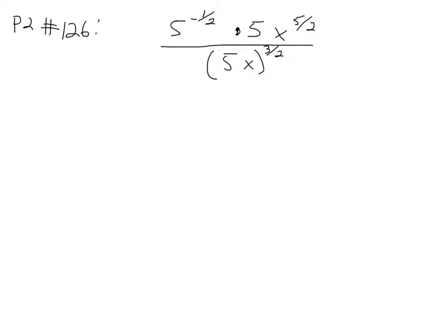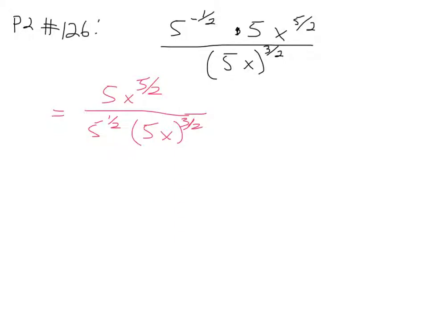I can move the 5 to the negative 1/2 to the bottom, giving us a 5 to the 1/2. So let me do that to start with. So this is equal to 5x to the 5/2 over 5 to the 1/2 times 5x to the 3/2.